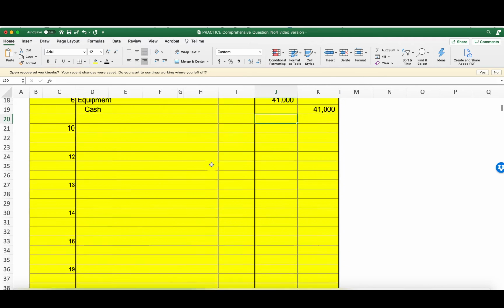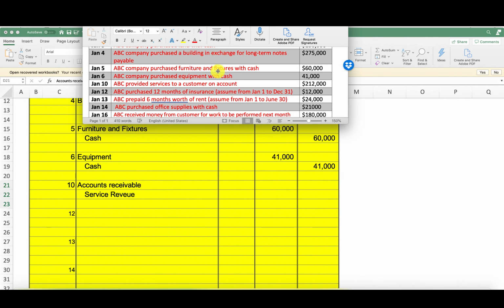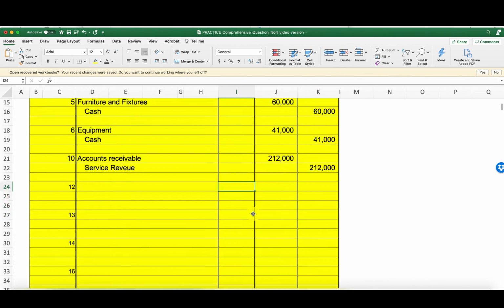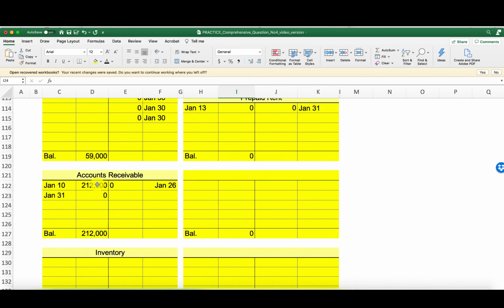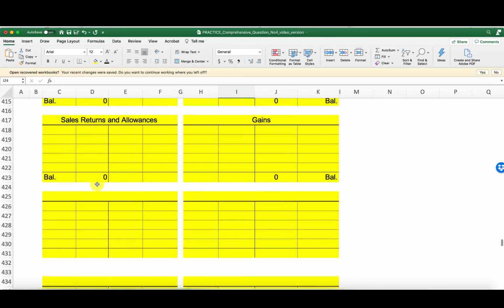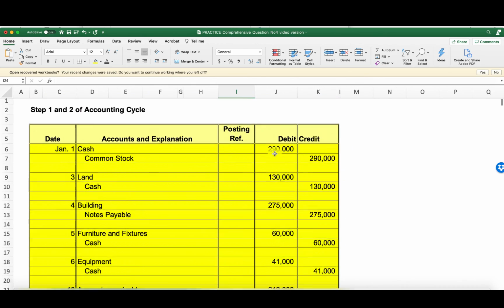So I'm going to go up and the amount was 212,000. So I'm going to put in 212,000 here and 212,000 here. And then I have to go and I have to actually post it, right? So here's my accounts receivable. I have the date, 212,000. And then I go down to service revenue, which is sort of all the way down, and 212,000. All right, we'll stop here and we'll continue the rest of the journal entries in the next video. So this video is not too long.